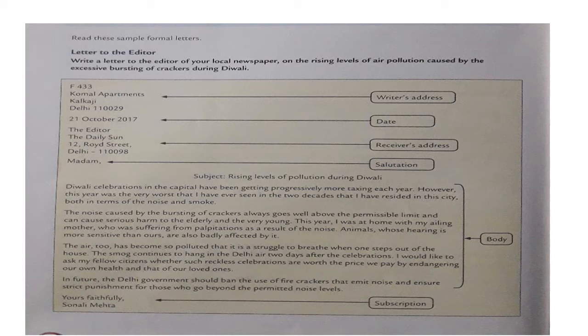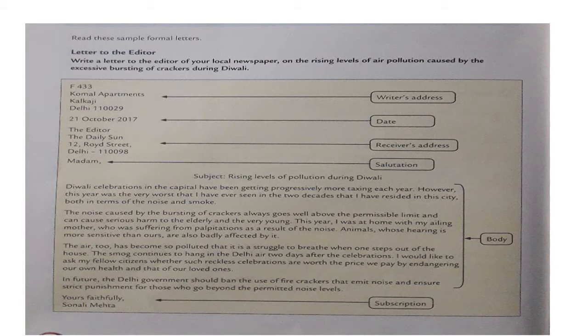Sender's address or the writer's address. Here it is F4333, Komal Apartments, Kalkaji, Delhi 110029. This is the writer's address. So after this you need to leave one line and write a date. Here the date is 21 October 2017.